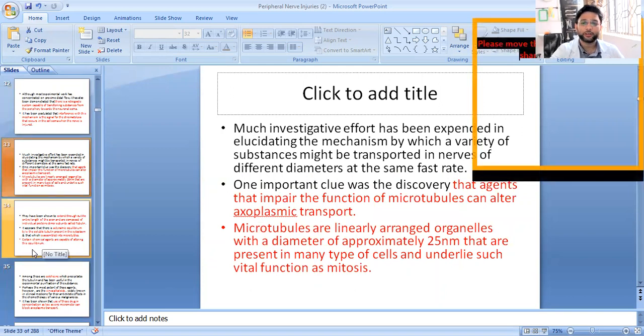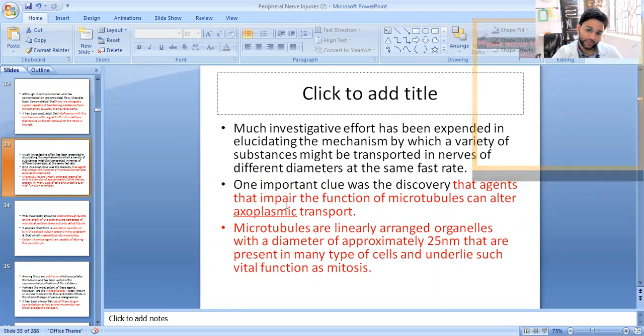Much investigative effort has been expended in elucidating the mechanism by which a variety of substances might be transported in a nerve of different diameters at the same fast rate. One important clue was the discovery that agents that impair the function of microtubules can alter axoplasmic transport. Microtubules are linearly arranged organelles with a diameter of approximately 25 nanometers that are present in many types of cells and underlie such vital functions as mitosis.